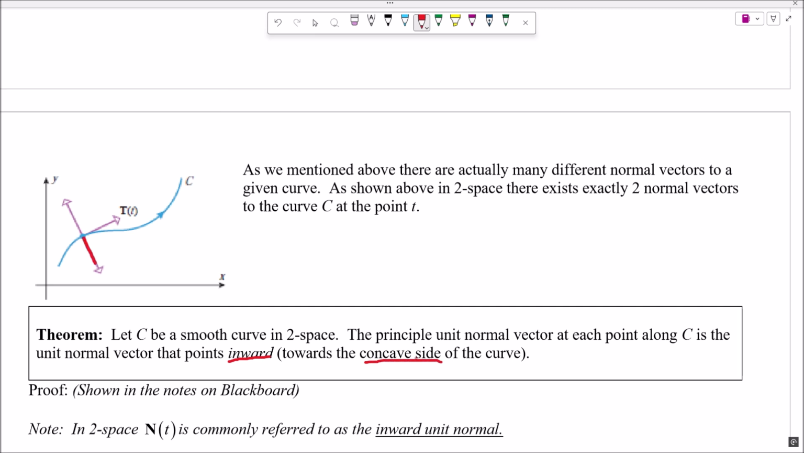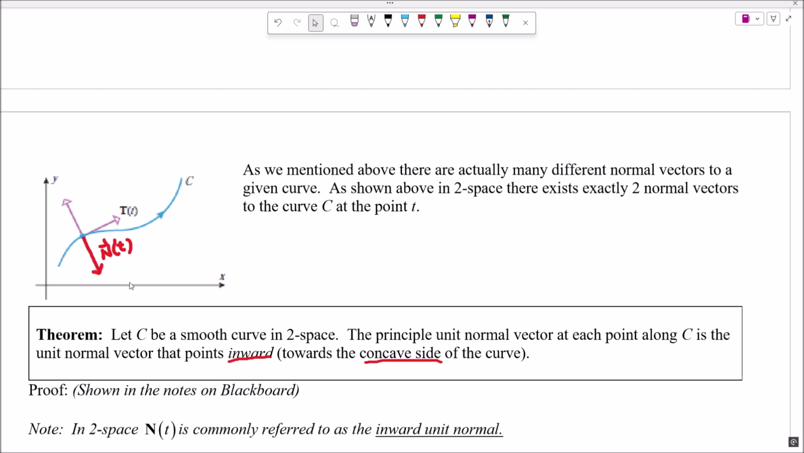And so this is why before I stated that this here would be the representation of N of t, because it's pointing on the concave downside of this particular curve, right? The side that's bent downward. And so that's always the way that I can determine that. If you're curious how, I do have a full proof of this up in Blackboard, but we're not going to go through it here for the notes. Okay? In the two-dimensional case, this N of t is oftentimes referred to as the inward unit normal. We'll just know it as the unit normal vector in our class, but if you ever hear someone use that phraseology, hopefully then you know what they mean.